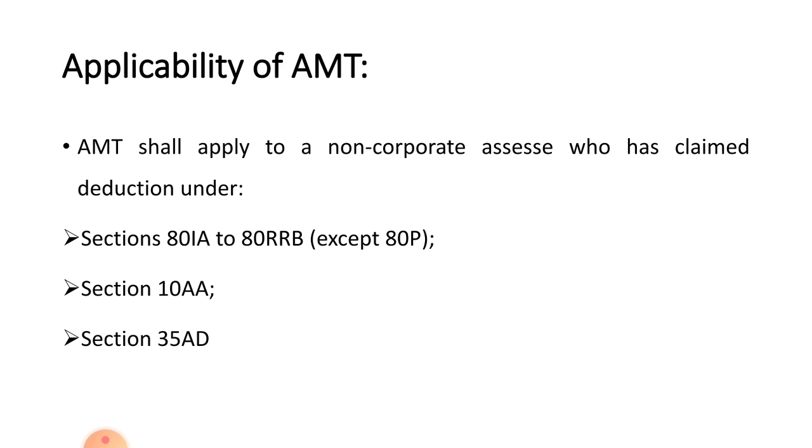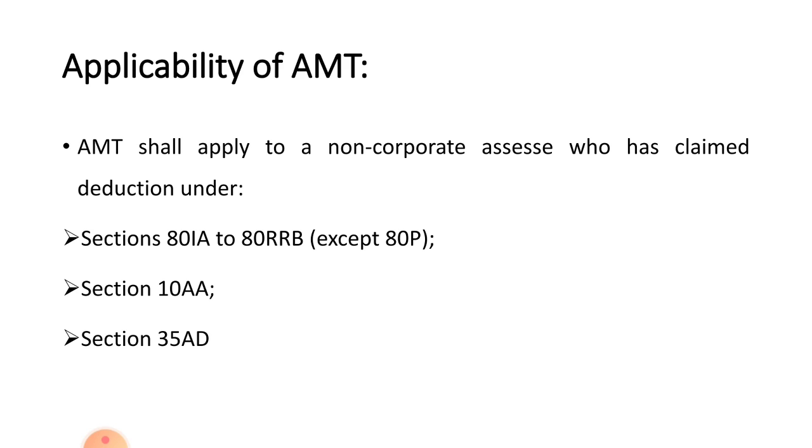For the calculation of adjusted total income, you have to exclude 80P because this 80P is relating to cooperative societies and not relating to the firm. Next, section 10AA, that is profit linked deduction under section 10AA, deduction of profits varying from 100% to 50% is provided to units in special economic zones.